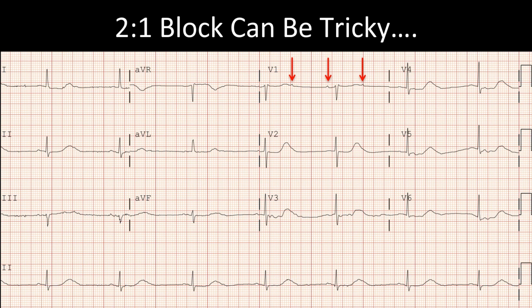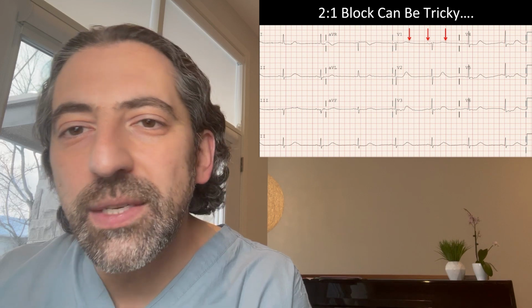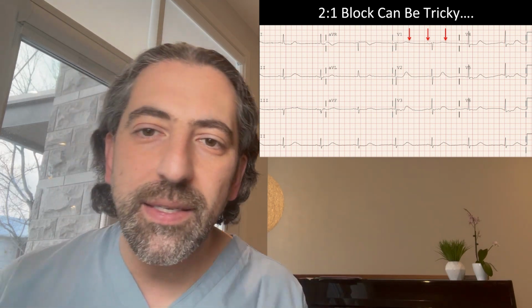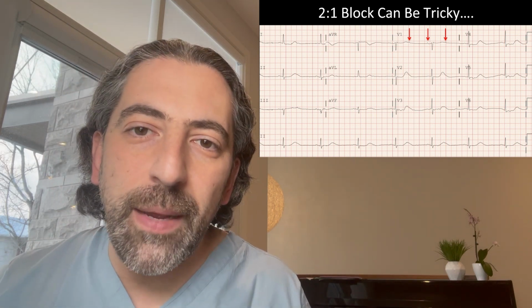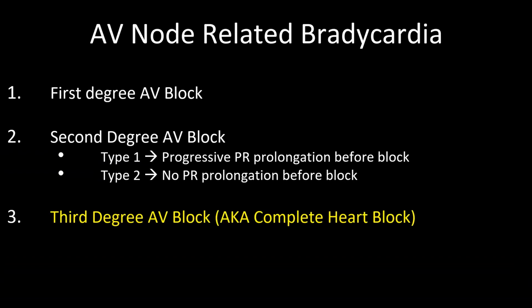I'm unsure if this one is type 1 or type 2. It's likely type 1 because the QRS is narrow, but in order to be conclusive, we'd likely have to increase the sinus rate of the patient by having them exercise or move around in bed, and then we'd be able to tell if this is type 1 or type 2.